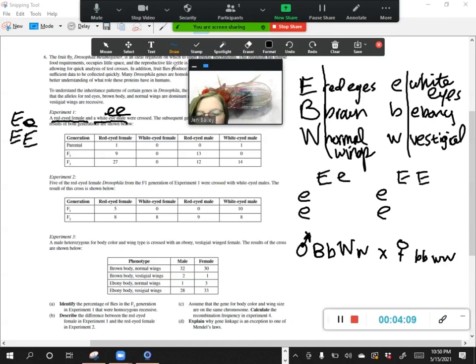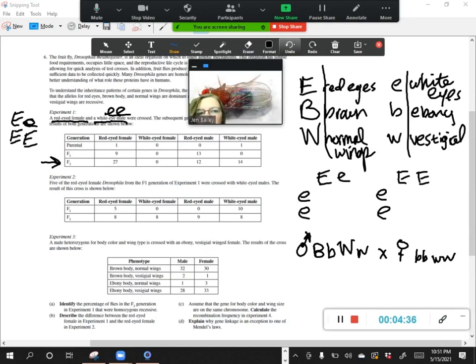There we go. Identify the percentage of flies in the F2 generation in experiment 1 that were homozygous recessive. Okay, so it's saying what? Identify the percentage, guys, not the individual number. So let's go up to the F2 generation in experiment 1, which is going to be right here. And how many of those are homozygous recessive?